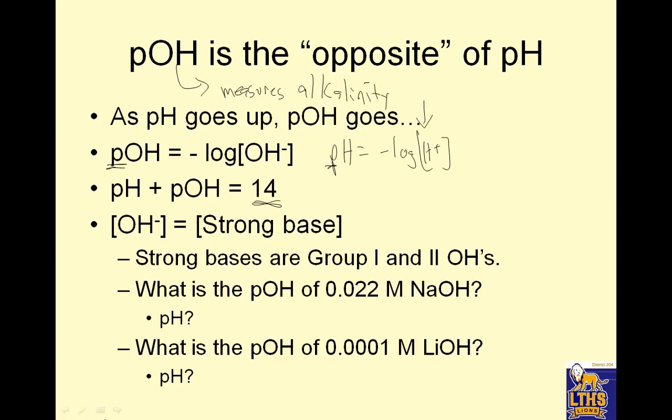pH plus pOH equals 14. The concentration of hydroxide equals the concentration of your strong base. Strong bases are group 1 and 2 hydroxides. So it's OH negative. What is the pOH of 0.022 molar NaOH? It's a base, right? Looking for pOH, so negative log of 0.022 is pOH.